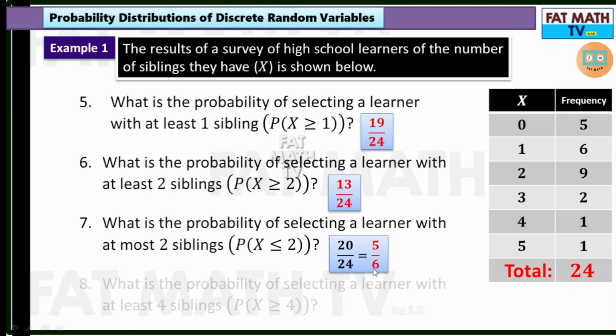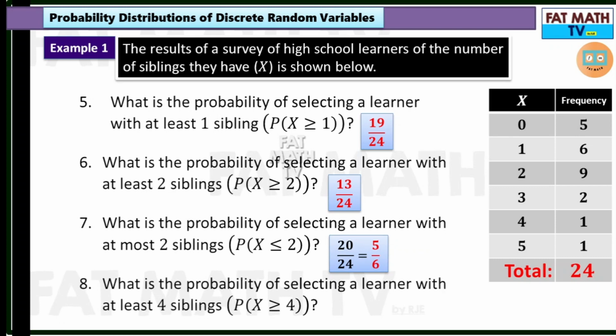So 5/6. Number 8, what is the probability of selecting a learner with at least 4 siblings? At least 4 is 4 or 5. So we have 1 plus 1, that is 2. So 2 out of 24, which can be simplified to 1/12.